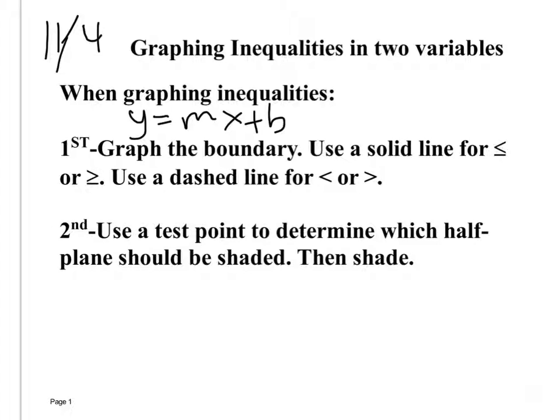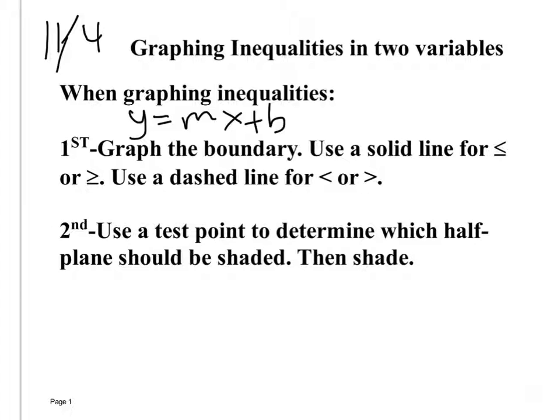Then you use a solid line for when it's equal to, and you use a dashed line when it's not. When it's greater than or less than, you use a dashed line. That means the line is included when it's equal to. A solid line means the line's included. Use a dashed line when it's not.